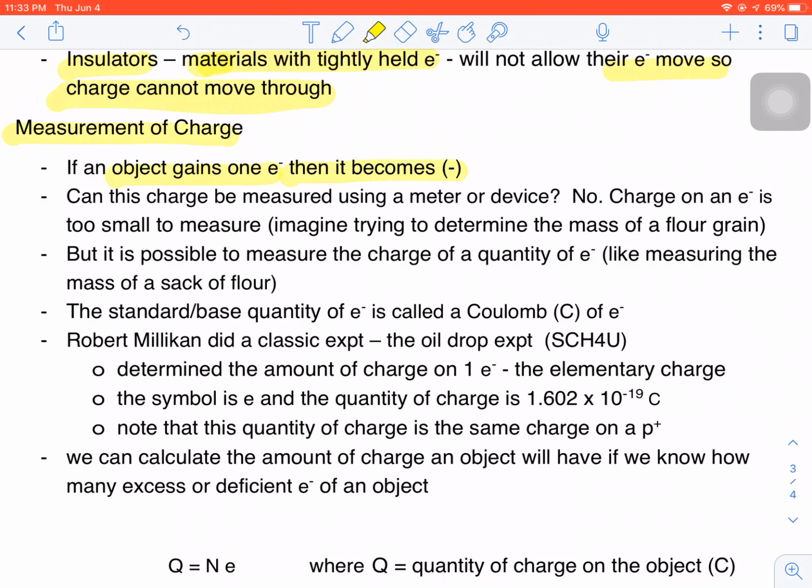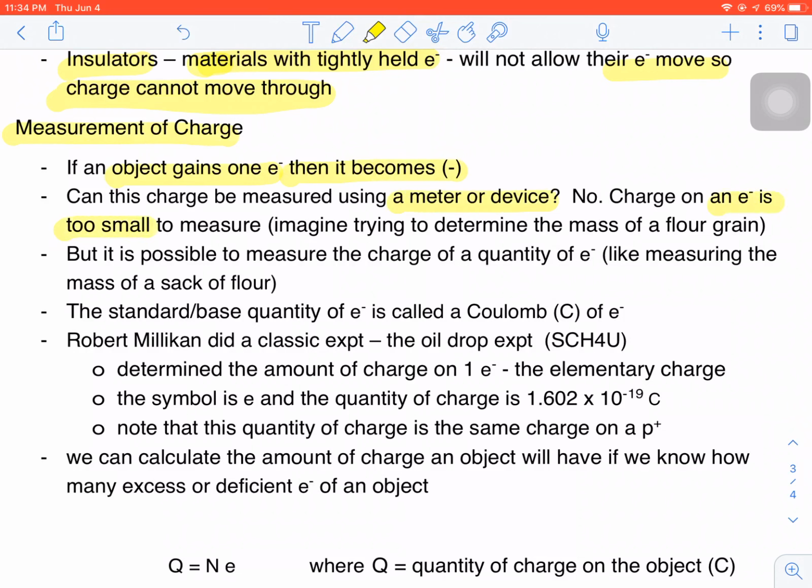Now, that charge on an electron, again, remember here in 2020, we've never seen an electron. We've never touched an electron on its own. They're just too small to even mention, let alone do anything with. So we can't really measure the amount of electricity or charge that builds up using any kind of meter or device, because the electron is too small.